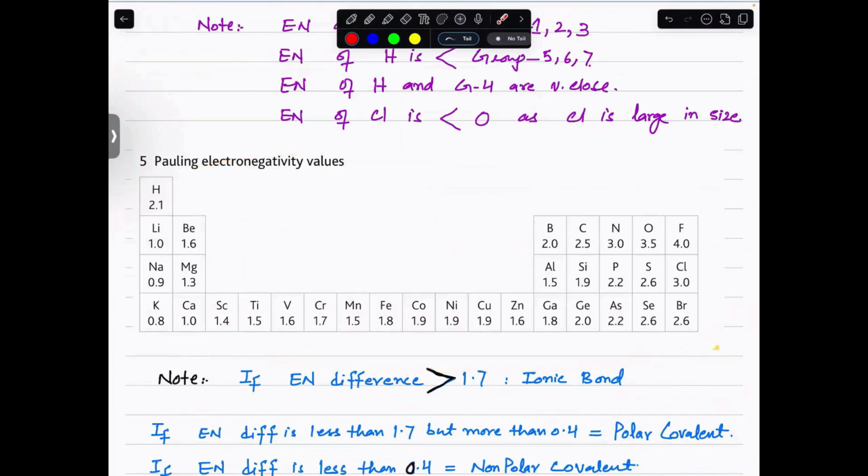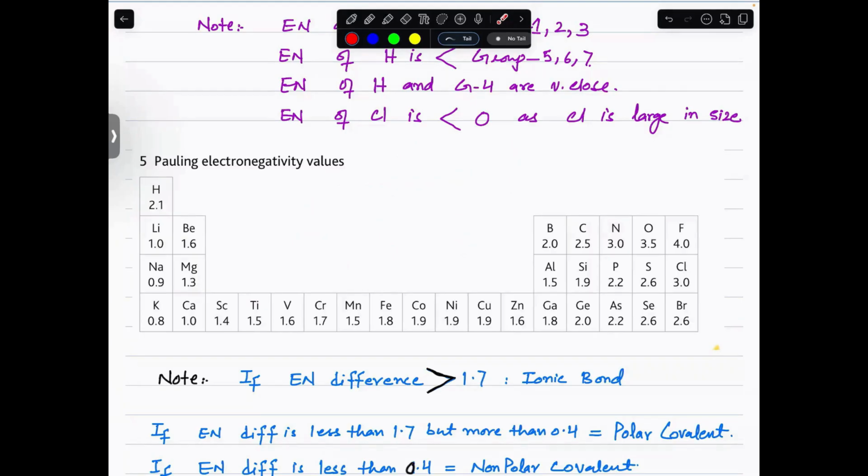If Cambridge will give you these values, you must know that if the difference is more than 1.7, it is ionic. If it is in between 1.7 and 0.4, it is covalent but polar, with permanent dipoles. But if it is less than 0.4, the difference is not very huge, so their tendencies to attract are almost the same. Do you think there is so much difference or slight? Slight. So it's kind of no permanent dipoles.